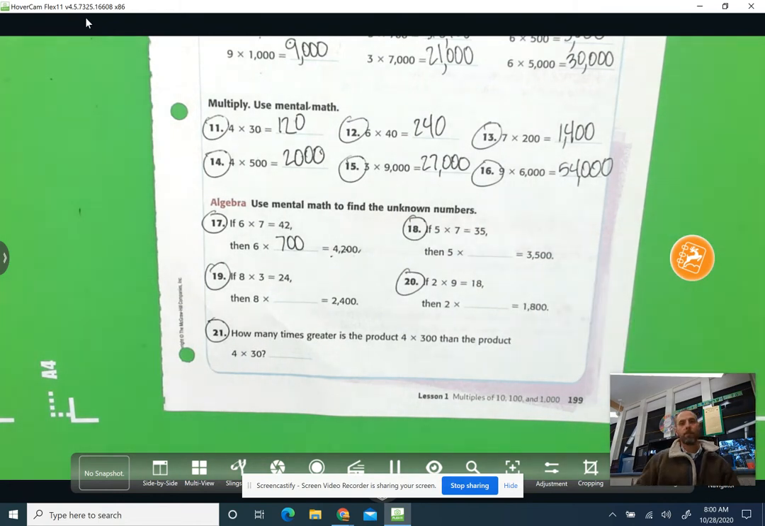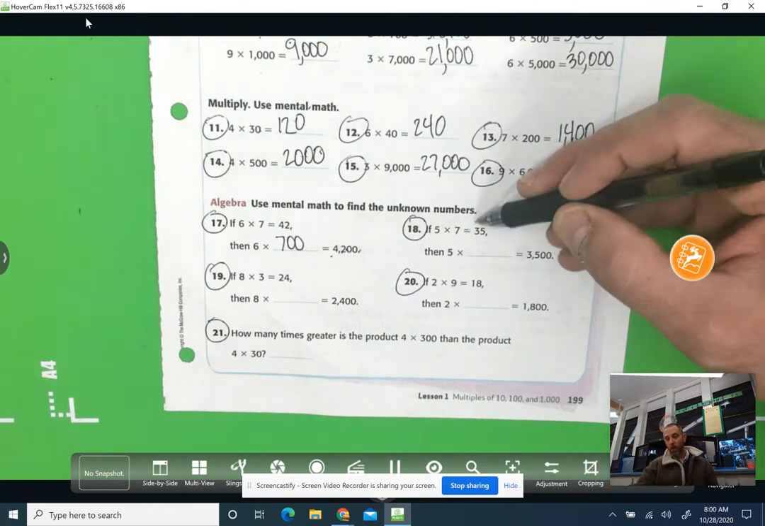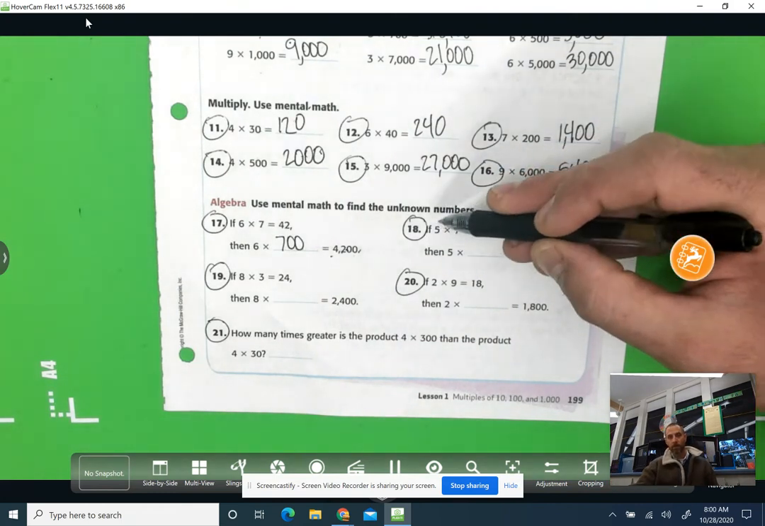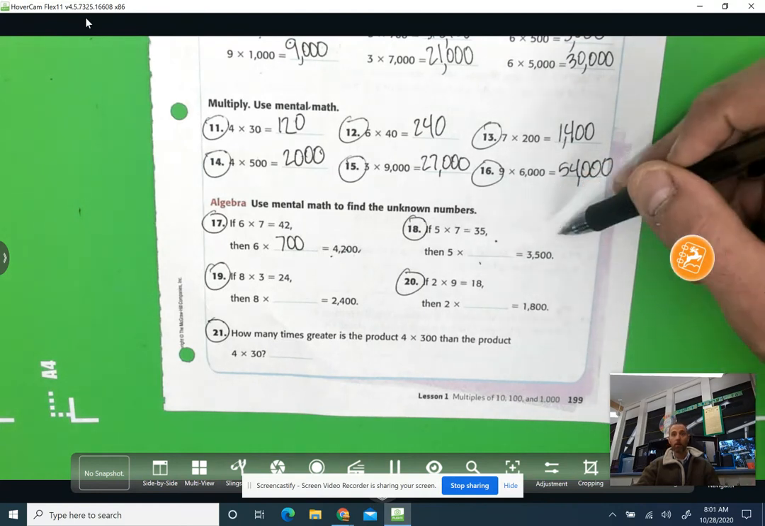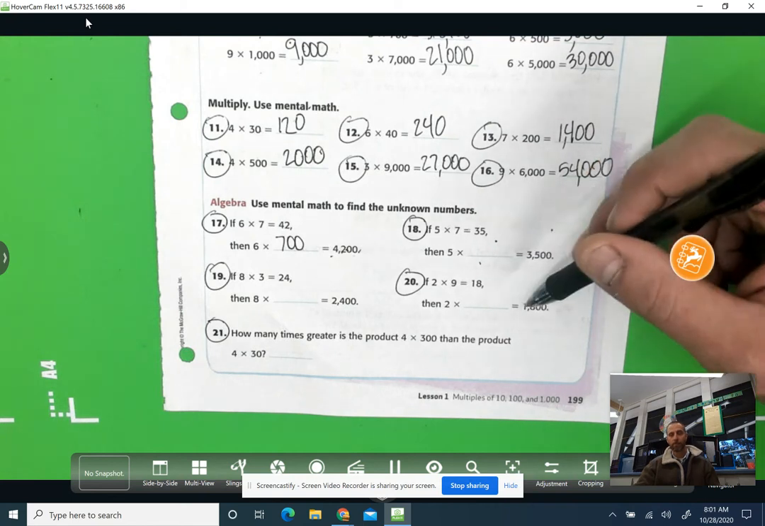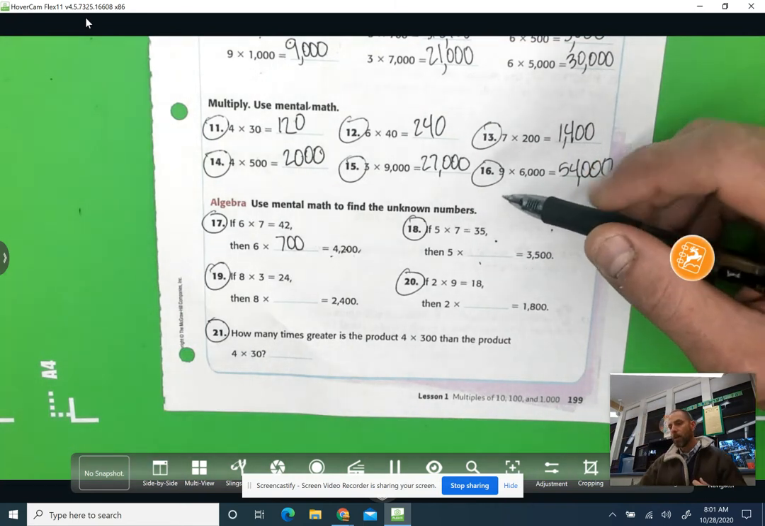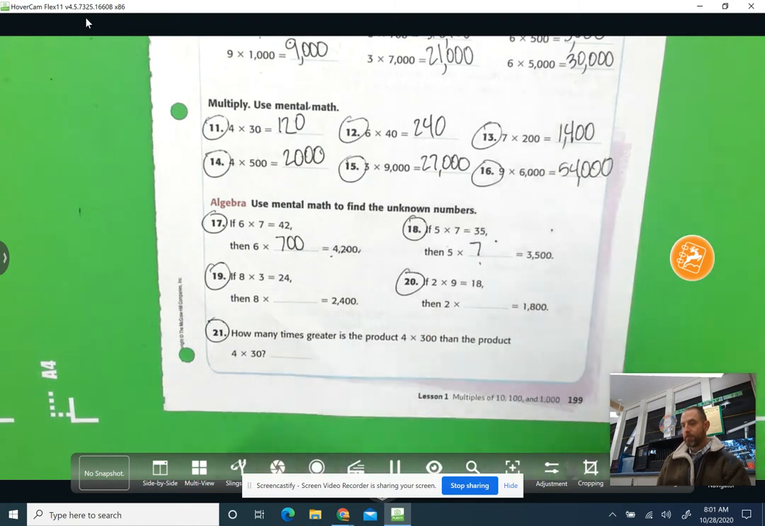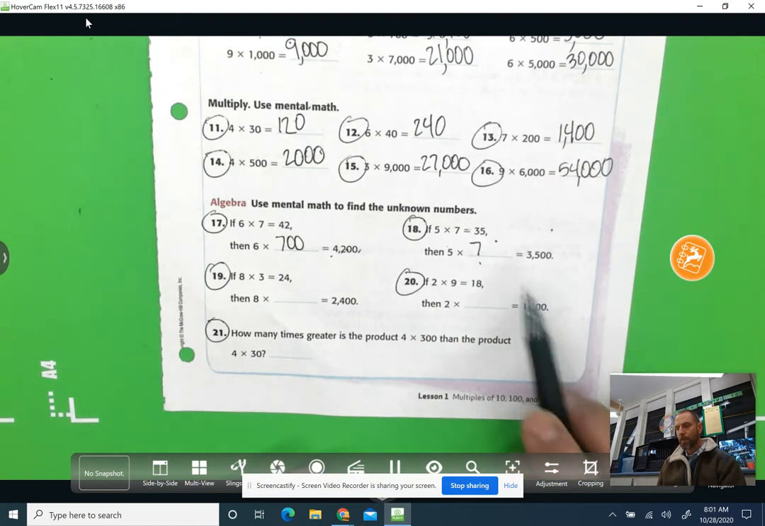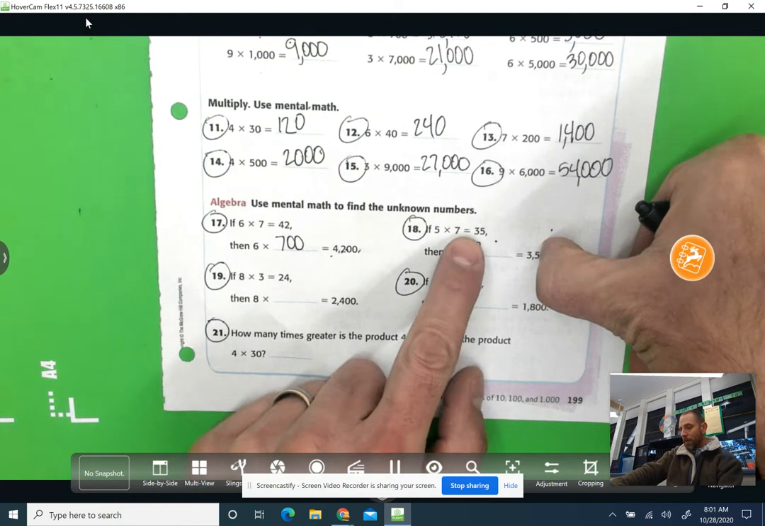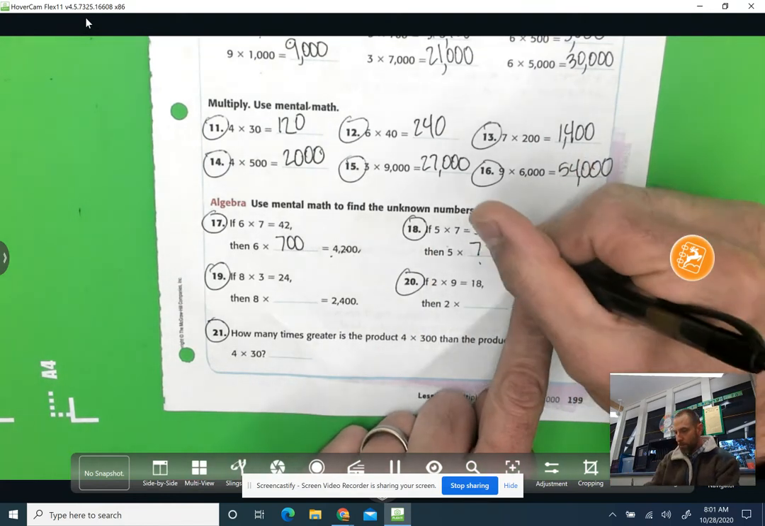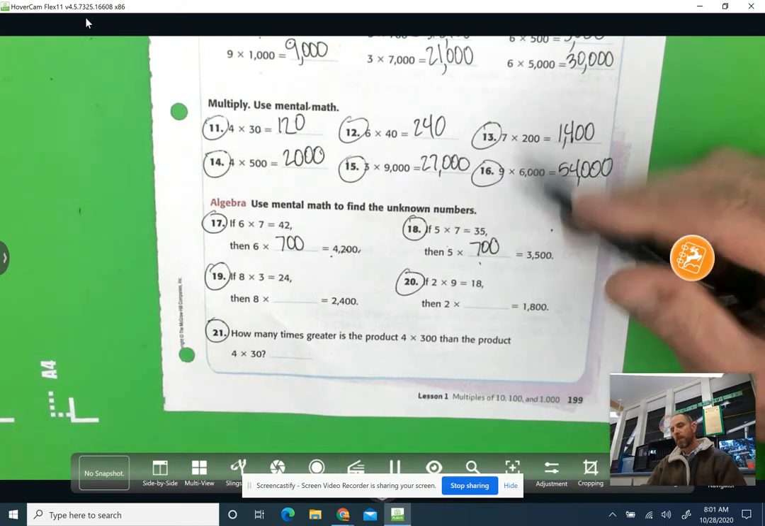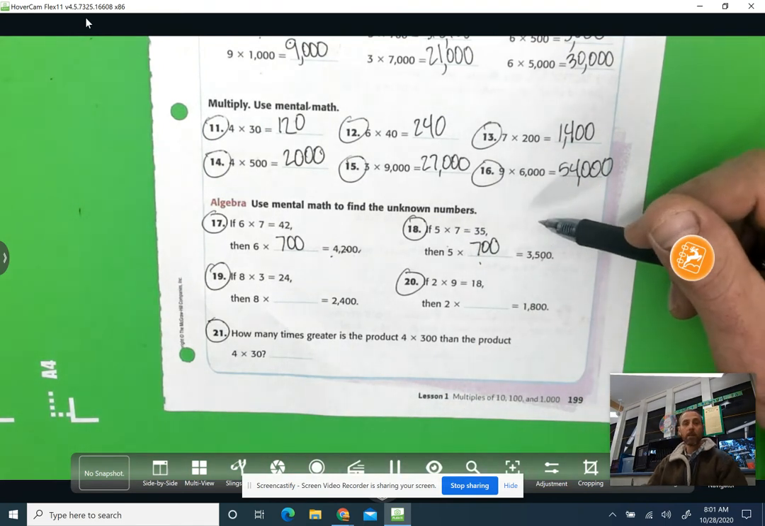Number 18. 5 times 7 is 35. What can we use from 5 times 7, that basic fact here, to help us to figure out what this missing factor is, or the missing part for 3,500? Well, it's still going to have a 7. Okay, but how many zeros do we need to add? The basic fact was 5 times 7 is 35. Cover up all the zeros. How many zeros are there? 2. 5 times 700.